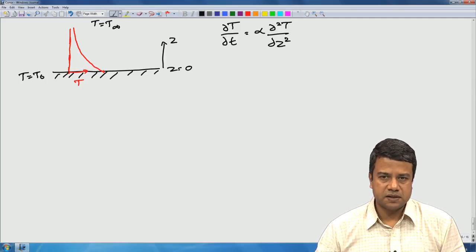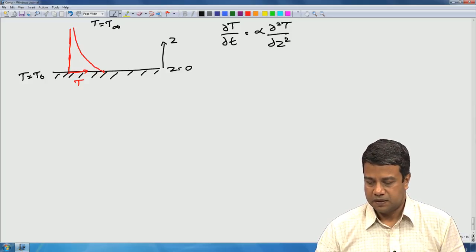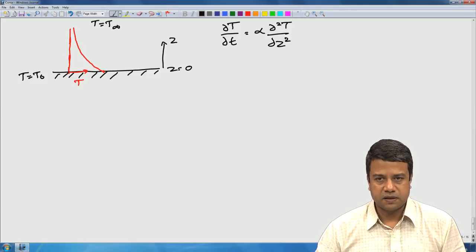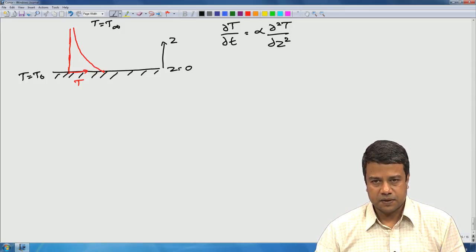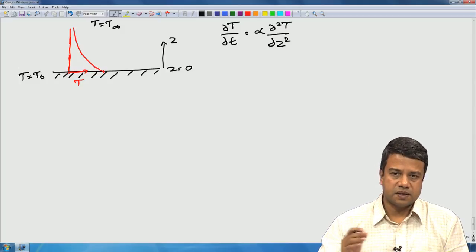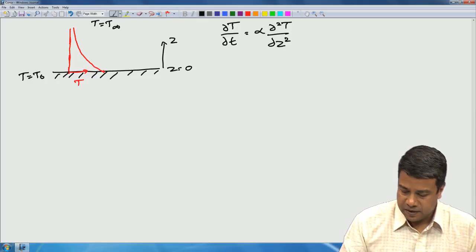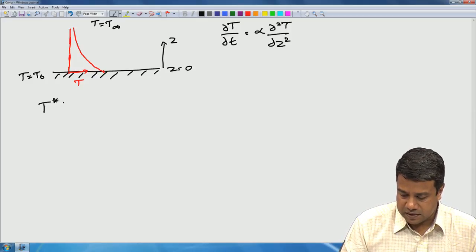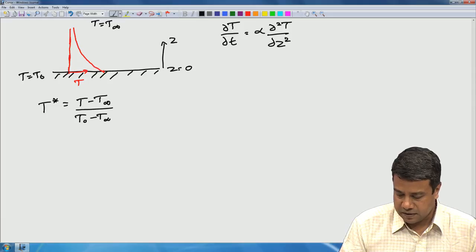Now, this temperature changes approximately from T naught to T infinity. Rather than using a dimensional temperature, it is more convenient to use a scale temperature. Rather than the temperature going from T naught to T infinity, I could scale the temperature so that the temperature far from the surface is just equal to 0. That is easy to do. I could write down a scale temperature as T minus T infinity divided by T naught minus T infinity.